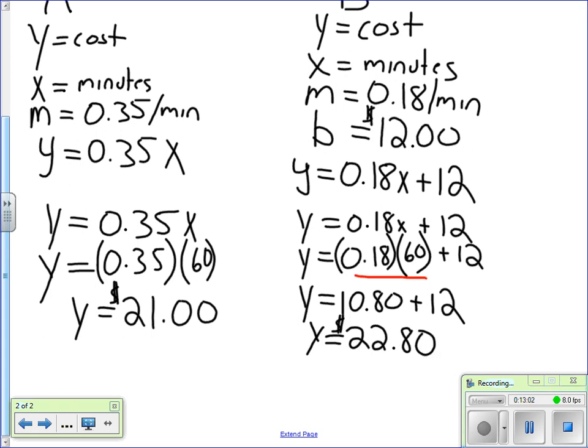Okay, so when I add 12 to that, my y is equal to 22.80. So in comparing both of these plans, it looks like plan A would save her the most money, right? Because $21 is less than $22.80. So she should choose Company A's phone plan to save her some money. So that's the end of the podcast.